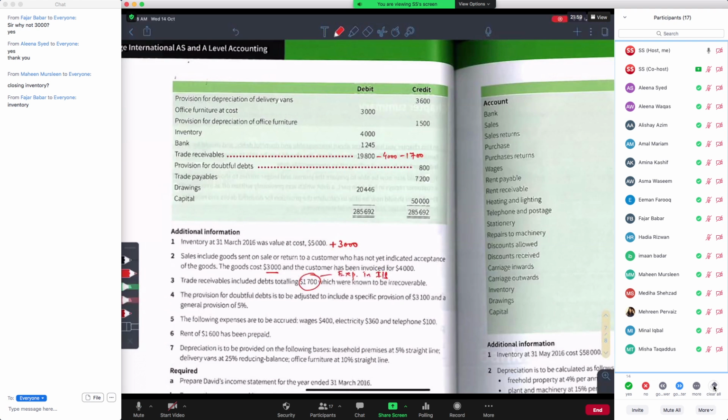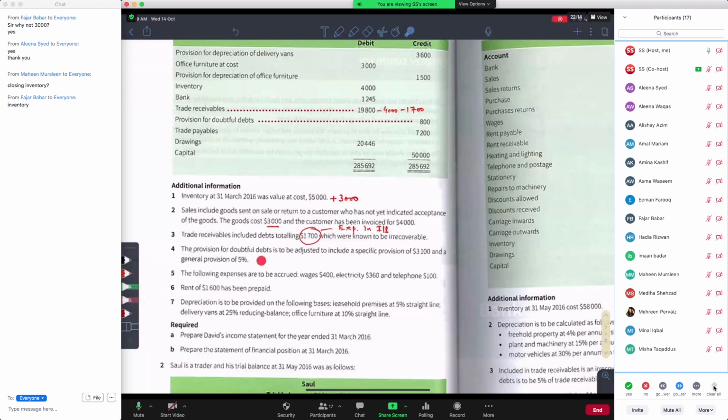Adia? Adia, we understand? Good. Now coming to the fourth part. The provision for doubtful debts is to be adjusted in order to include a specific provision of 3100 and a general provision of 5%. Remember, provision for doubtful debts, which means likely bad debts in future, it's a general assumption.